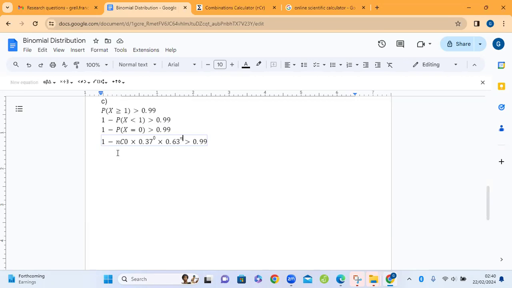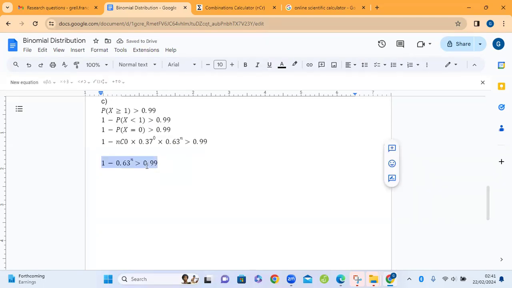Now we've got to simplify further. N combination 0 is 1. Any value combination 0 is 1. There's only one way to select nothing from a set. And any value raised to the 0 is 1. 0.37 raised to the 0 is 1. So therefore, this is 1 times 1. So this simplifies to 1. So that entire term simplifies to 0.63 raised to the n. So the left side simplifies to 1 minus 0.63 raised to the n.